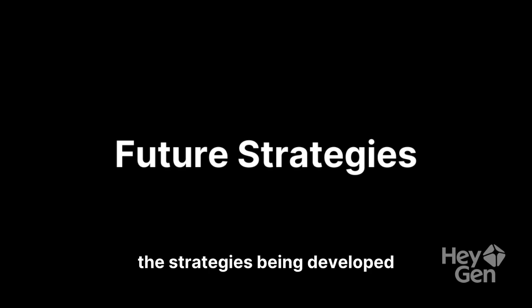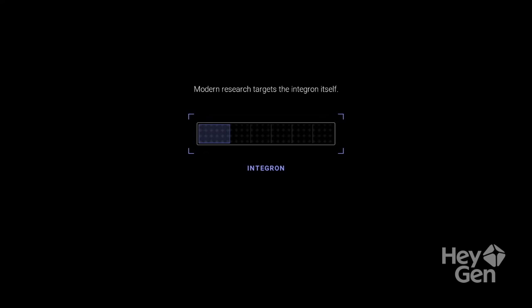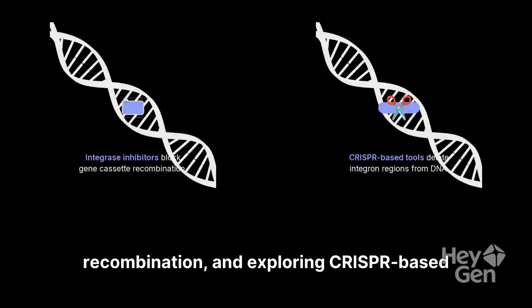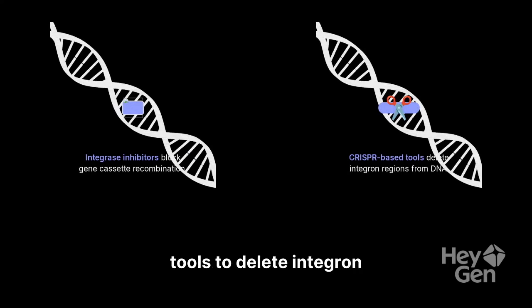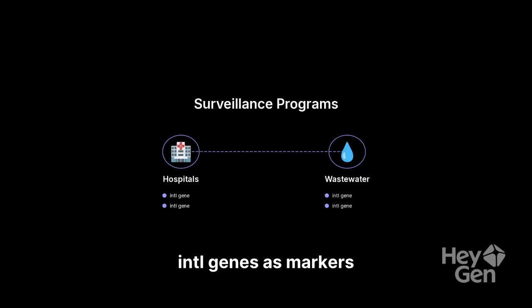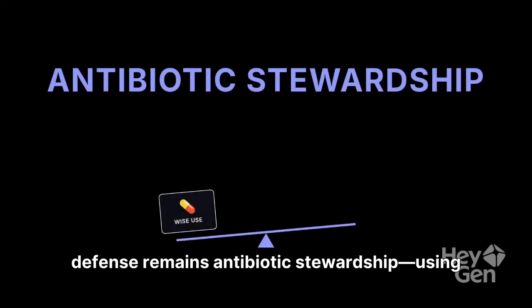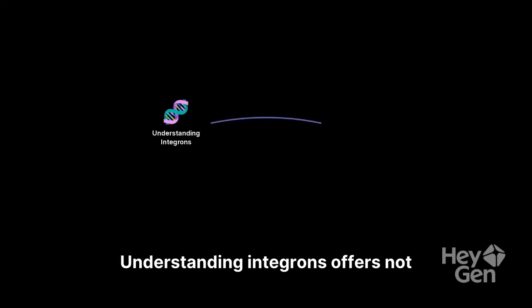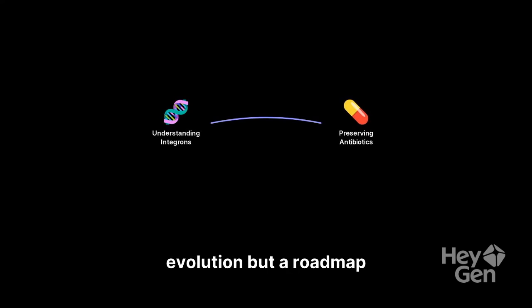Finally, let's look toward the strategies being developed to control these systems. Modern research targets the integron itself. Scientists are designing integrase inhibitors to block cassette recombination and exploring CRISPR-based tools to delete integron regions from bacterial DNA. Surveillance programs now monitor intI genes as markers of resistance spread in hospitals and wastewater. Yet, the most effective defense remains antibiotic stewardship, using drugs wisely to reduce the pressure that activates these systems. Understanding integrons offers not just insight into bacterial evolution, but a roadmap for preserving the power of antibiotics.